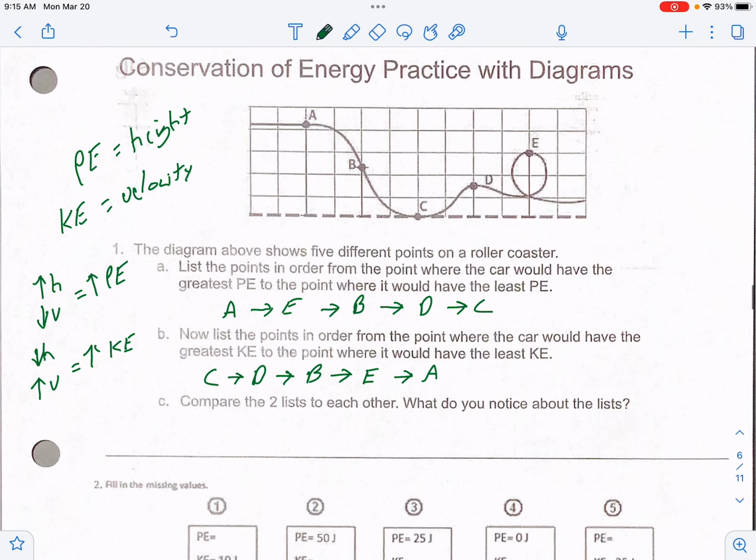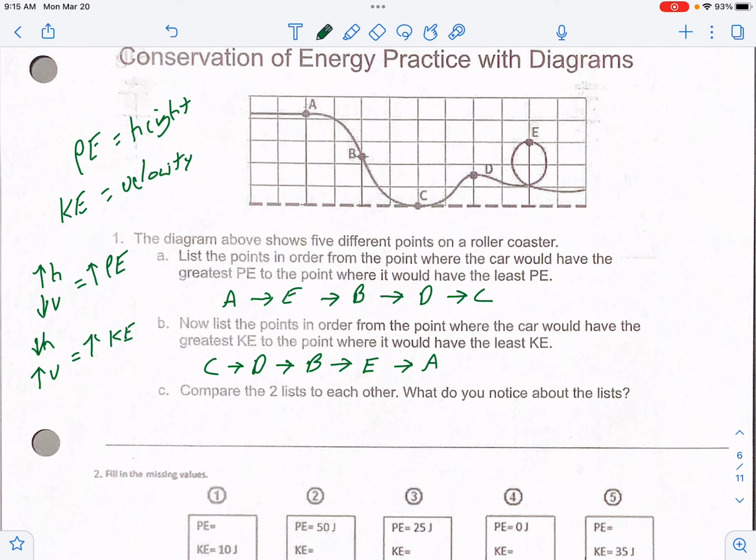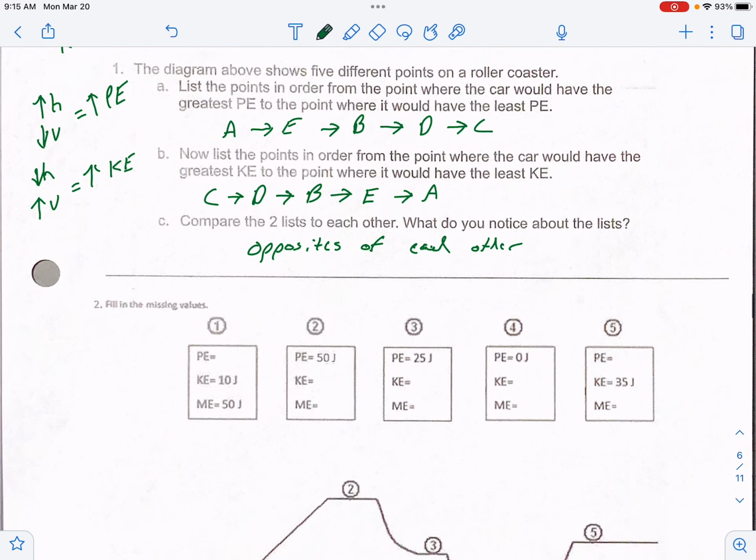C, compare the two lists to each other. What do you notice? They are opposites of each other. Kinetic and potential energies are opposite. If you just look at A and B, you just went backwards. We'll do some more here in just a second.